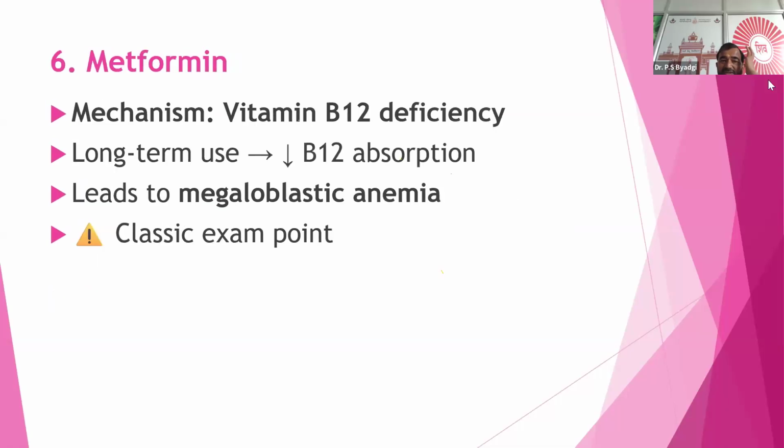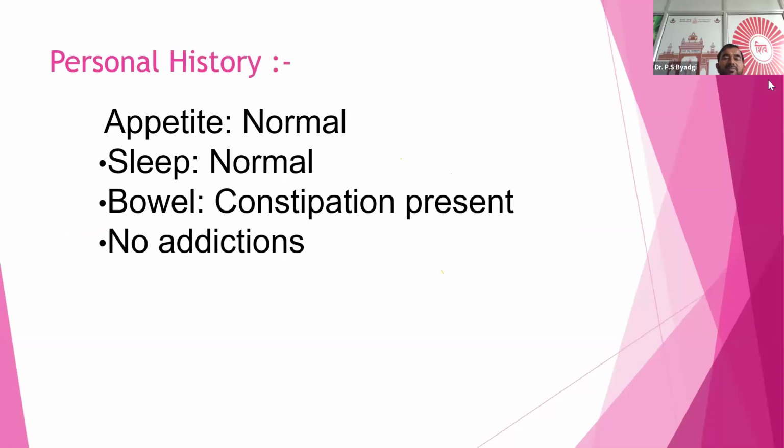Metformin: if the patient is on metformin, you should always check for vitamin B12 deficiency. Long-term use can cause B12 deficiency, leading to megaloblastic anemia. So, the personal history: prior to this, the patient's appetite was normal, but now the appetite is reduced. Sleep was normal. Constipation was present in the patient.